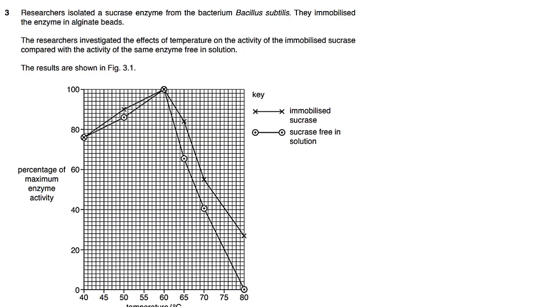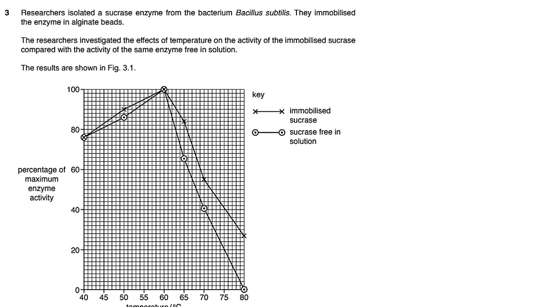All right, let's look at an enzyme question. This question says that researchers isolated a sucrase enzyme from the bacterium Bacillus subtilis. They immobilized the enzyme in alginate beads. I hope you've learned how to do that at school. If you haven't, please ask your teacher to tell you how to do it. The researchers investigated the effects of temperature on the activity of the immobilized sucrase compared with the activity of the same enzyme free in solution.